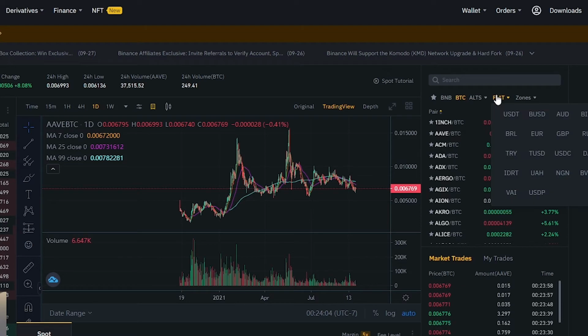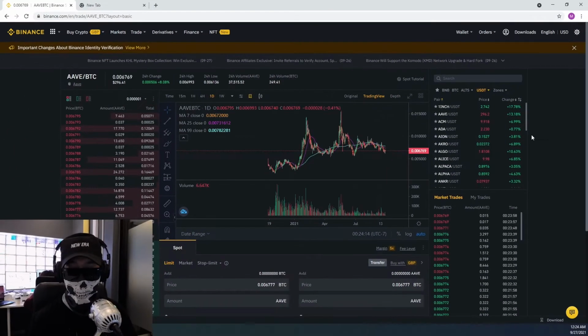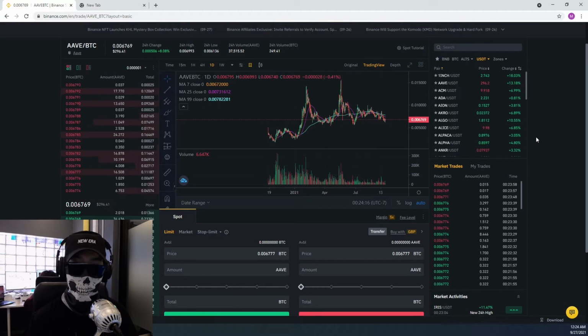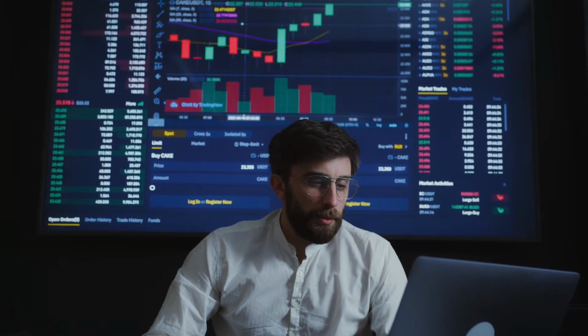But for me, as I said, I always trade the Fiat pairs, which is USDT. Alright, so let's go over to the USDT pair. I guess I could place a trade for you guys so I can show you exactly how to place an order. Alright, so let's get right into how to place a trade in the spot market.